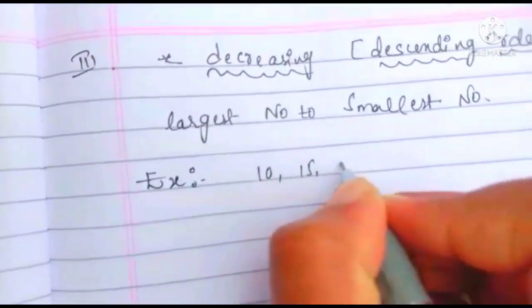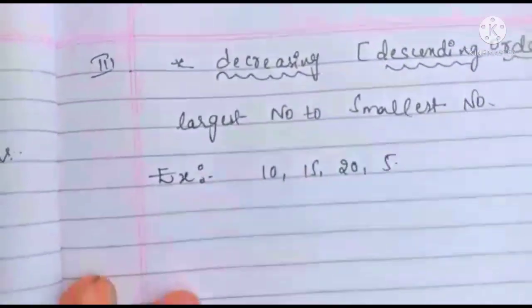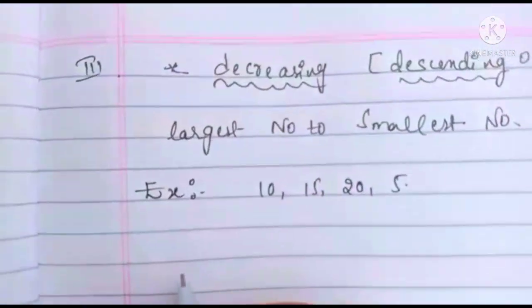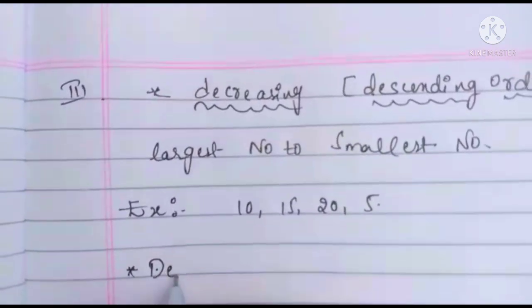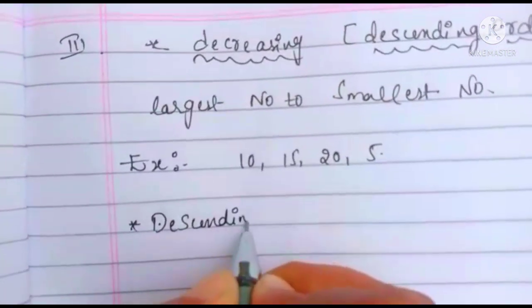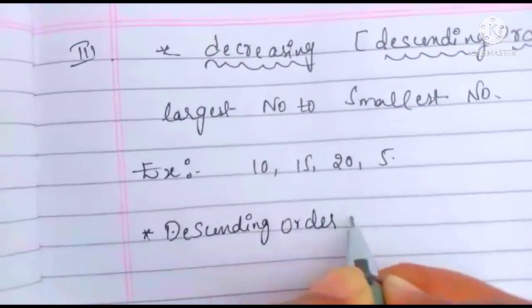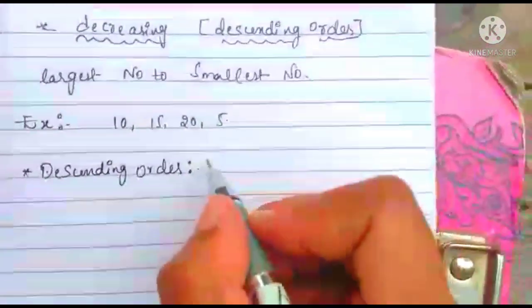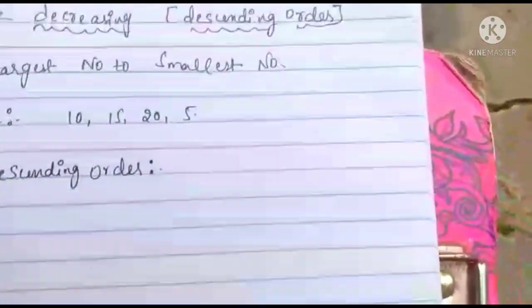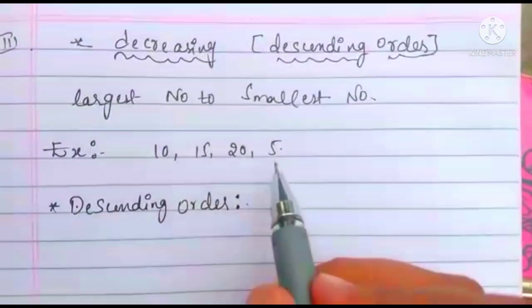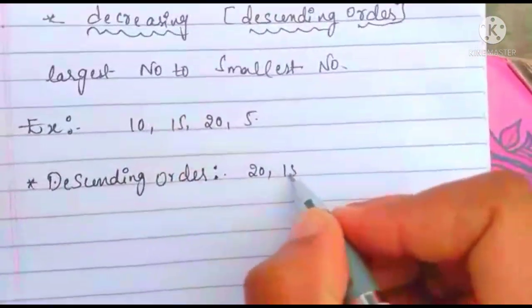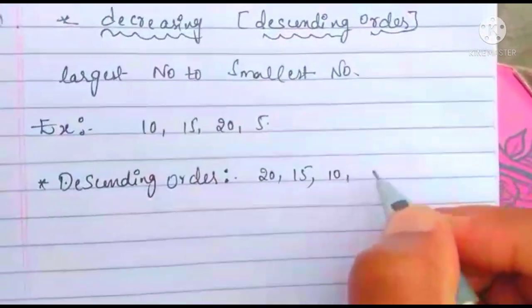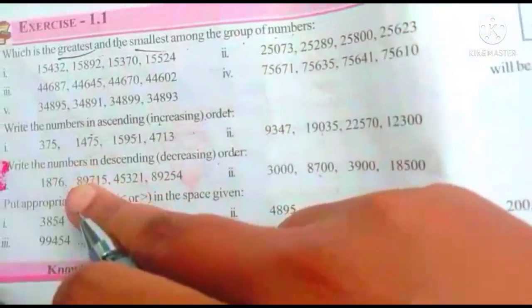Okay, now see the example: 10, 15, 20, same as this. Here what do we have to write? Descending order. See here, descending order. Which one is the largest number here? 20 is the largest number. After 20, what? 15, 10, 5. Okay, next, the problem.